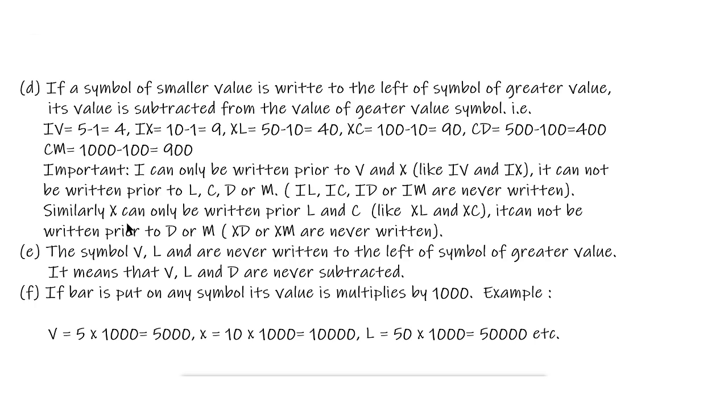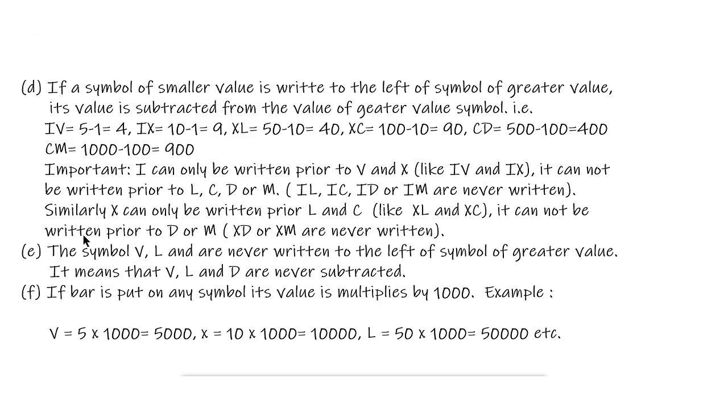Similarly, X can only be written prior to L and C, like XL and XC. XL is 50 minus 10, which is 40. And XC is 100 minus 10 equal to 90. It cannot be written prior to D or M. You cannot write XD or XM.